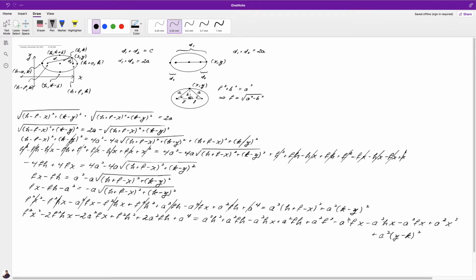Okay, so now we've got a negative a squared fx and a negative a squared fx on this side, and we've got the same right here. So this cancels out with both this and this. Well, that was convenient. That was very convenient. We've also got an a squared fh and an a squared fh, which can cancel out with the 2a squared fh over on the left-hand side. That was helpful. Okay. Anything else that we have here?